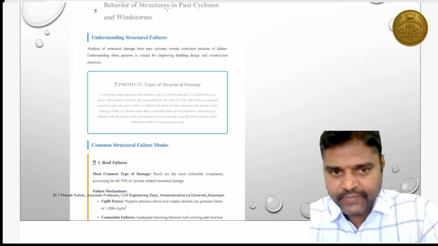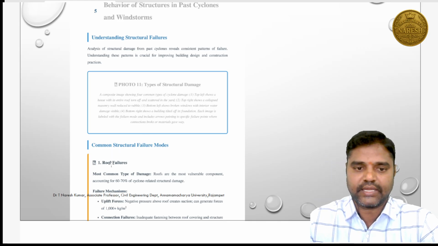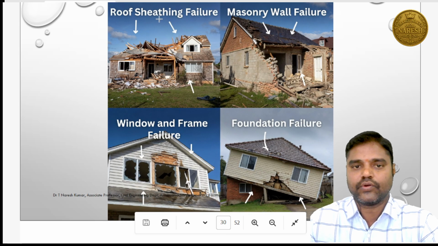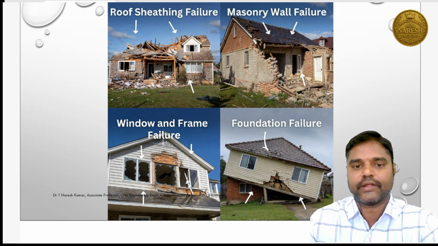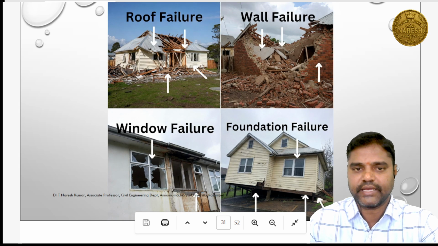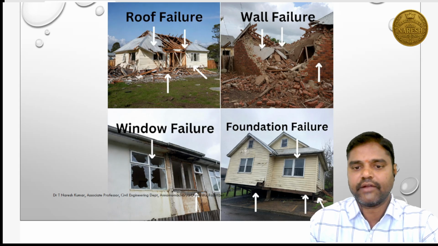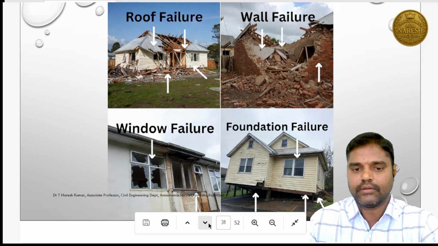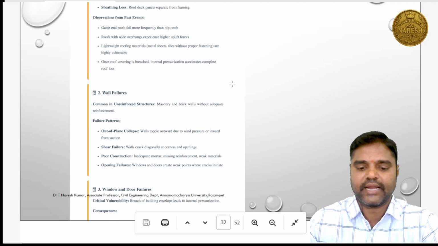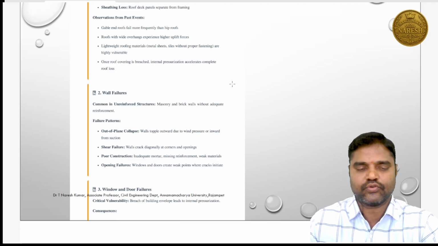So this is one more thing. Common structural failures which we can see are roof failures, with failure mechanisms like uplift forces, then roof sheathing failures, masonry wall failures, window and frame failures, and foundation failures. These are also called progressive failures. When you see this other figure, the very first one is roof failure, then wall failure and window failures, and foundation failures you can see at the bottom, where all the columns are destroyed. So residential damage, infrastructural failures, then third one is foundation and erosion. First is rooftop also.